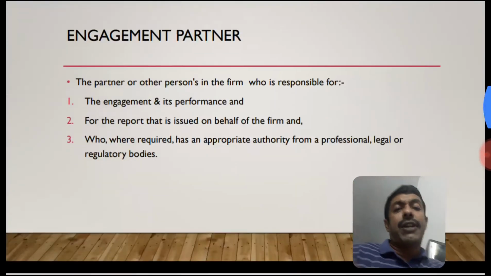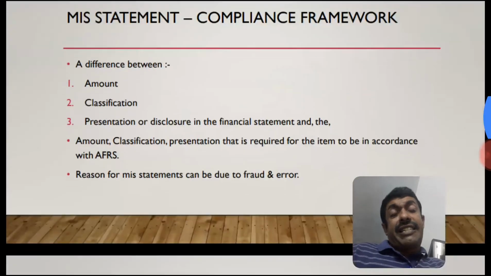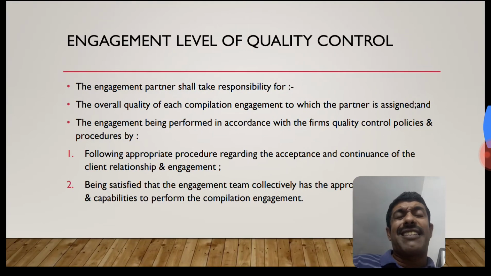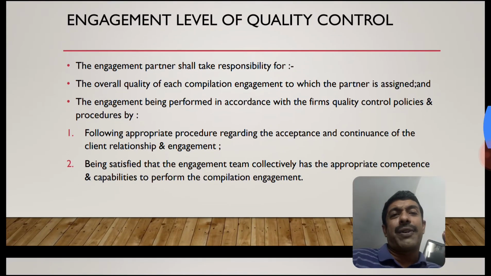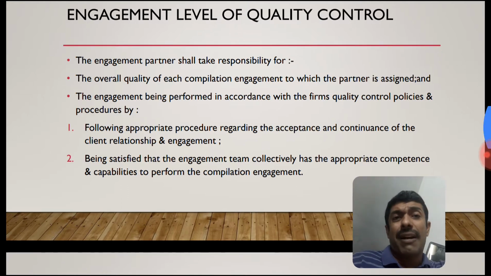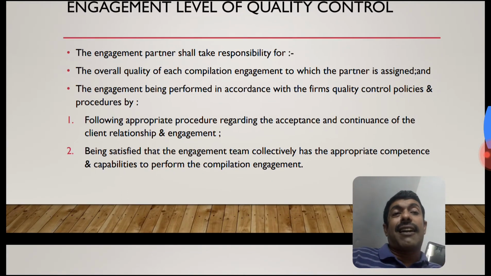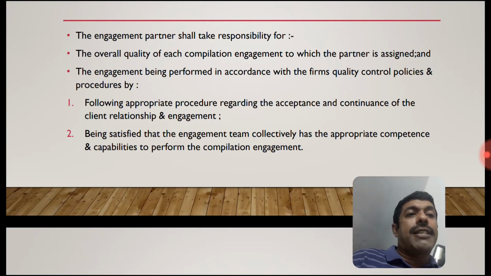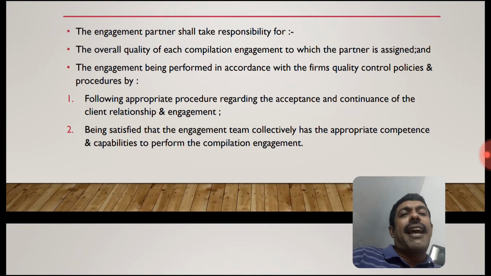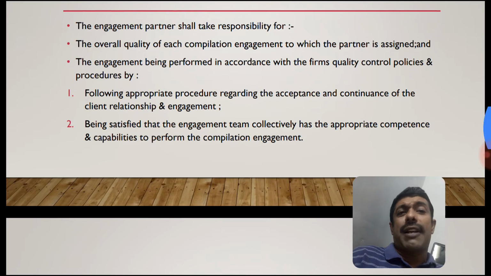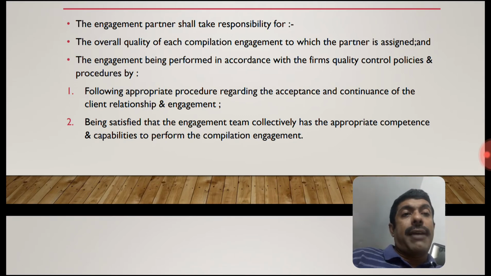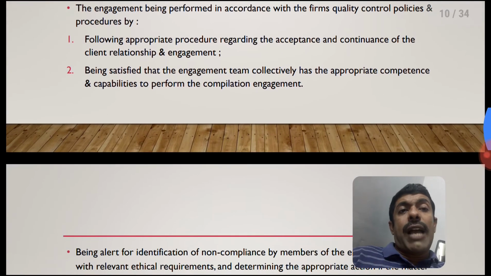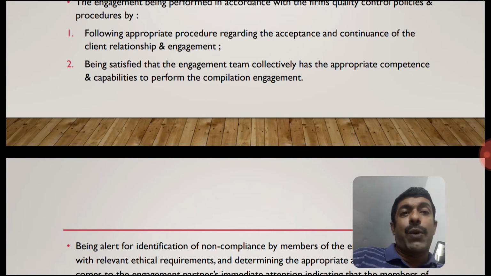Let us move into the quality control aspects of the standard. What is the main aspect we have to focus on? It's a quality standard. We already discussed it in SA 220. The same concept will be equally applicable here. The engagement partner shall take responsibility for the overall quality of each compilation engagement to which the partner is assigned. There should be proper quality, because the chartered accountant is appointed. The engagement is performed in accordance with the firm's quality control policies and procedures, by following appropriate procedures regarding acceptance and continuance of the client relationship.